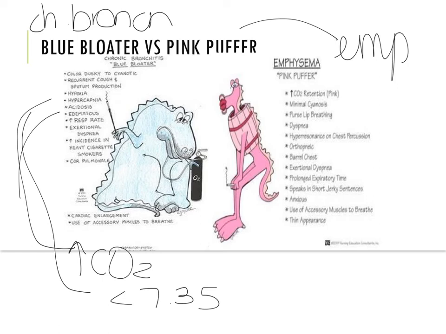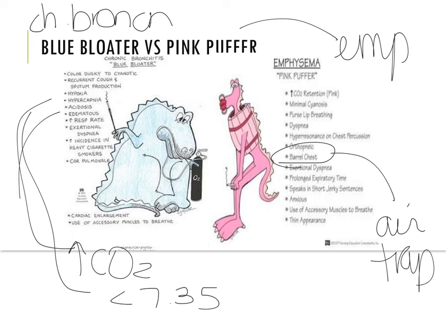A pink puffer has an increased CO2 retention, which would be hypercapnia. Usually not too cyanotic. They have pursed lip breathing, dyspnea. They can have hyperresonance on chest percussion, orthopnea, which is difficulty breathing sitting up, a barrel chest. The barrel chest is due to the chronic air trapping.